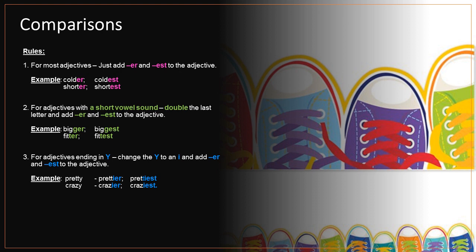For adjectives ending in a y, we change the y to an i and then we add the er or the est. Here's some examples. Pretty: we drop the y, put an i in its place, and then we add the er or the est. Crazy, crazier, craziest.